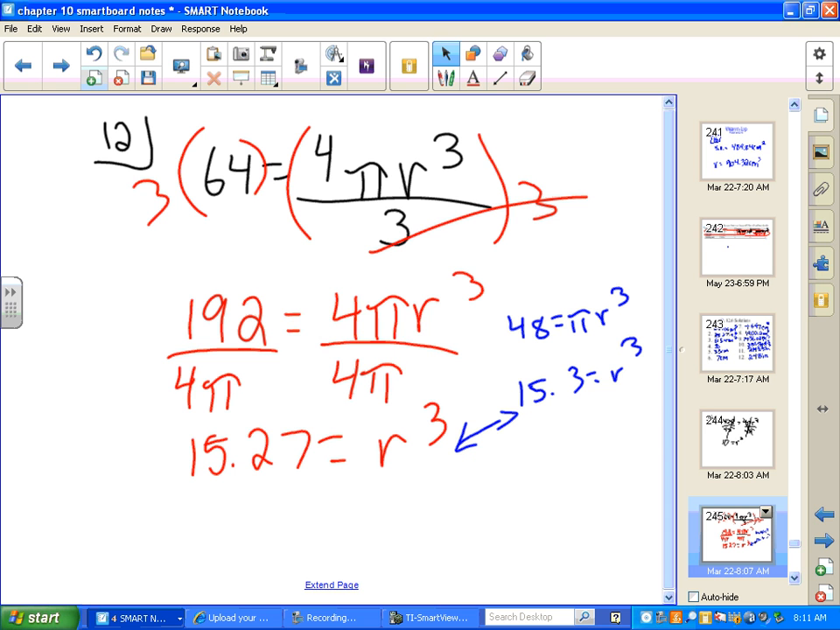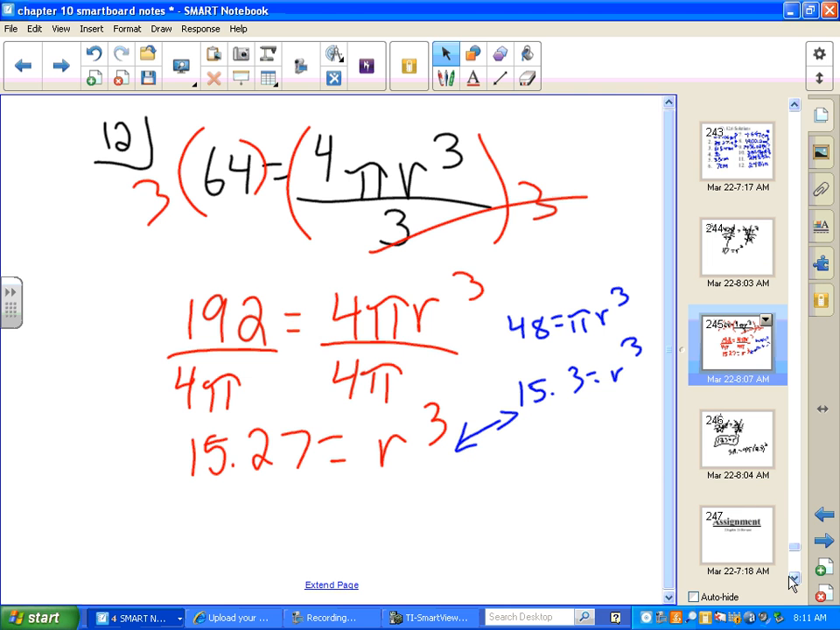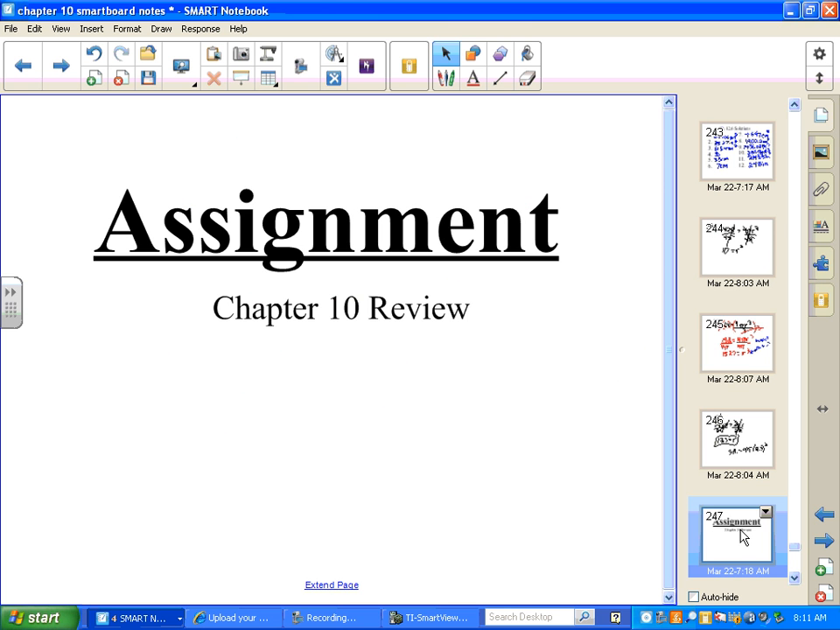Who can remind me what the surface area formula of a sphere is? Mary. Good. Who can remind me what the volume formula of a sphere is? Alyssa. Nope, careful. Volume of a sphere. You said it backwards, the fraction. Good. R cubed. So volume of a sphere, 4/3 pi r cubed.